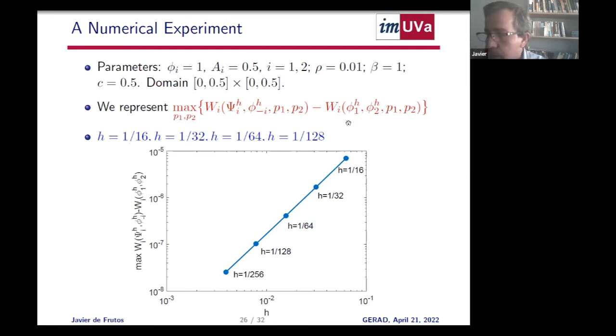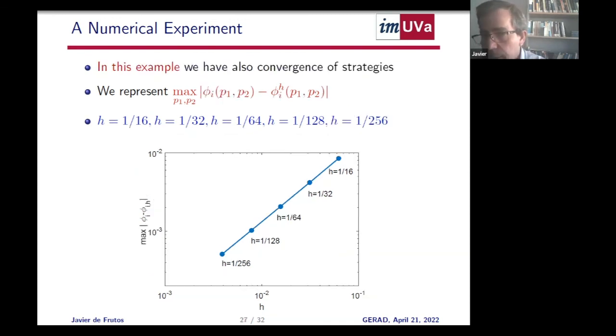This optimizing sequence of controls in general doesn't have a limit. However, in this particular case, we also have convergence of strategies. In order to prove this convergence of strategies, we need more hypotheses.